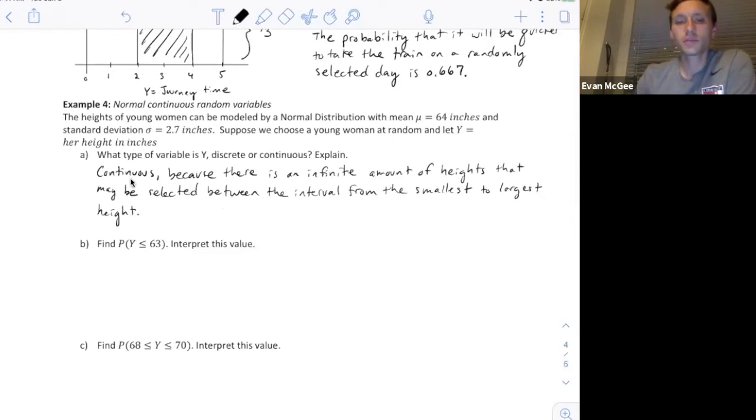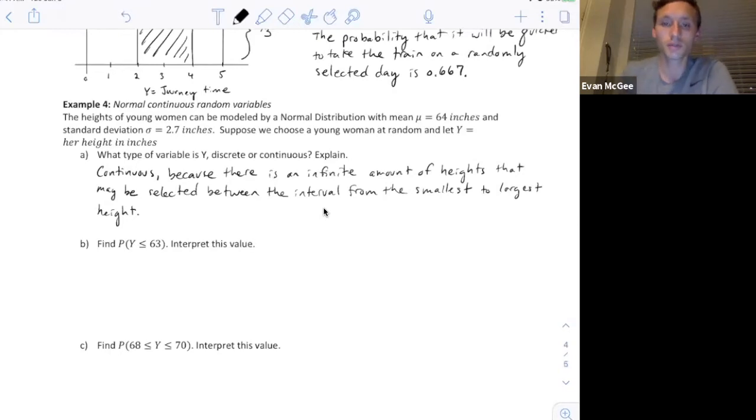Again, it's continuous because you're selecting a number, or any number, in an interval of heights. Other types of continuous random variables would be if you were measuring the weight of something, or measuring race times, because there's an infinite amount of outcomes for those different types of variables.